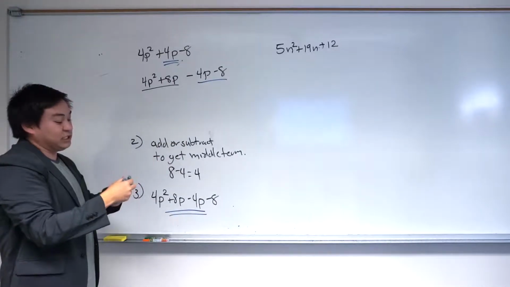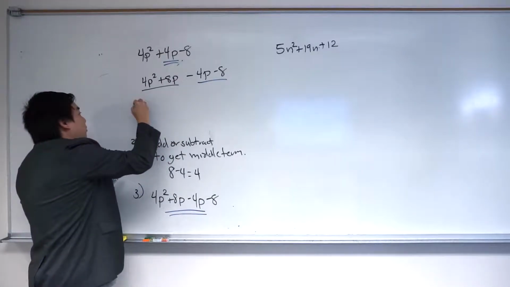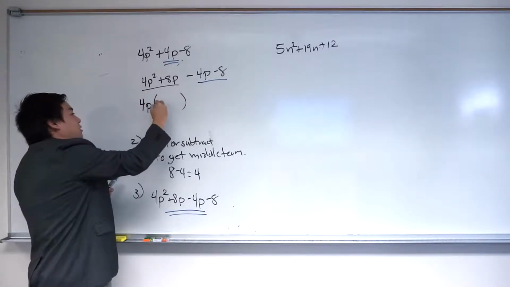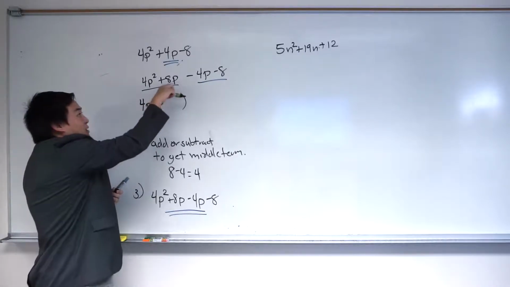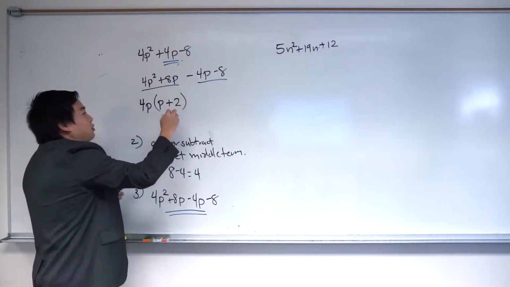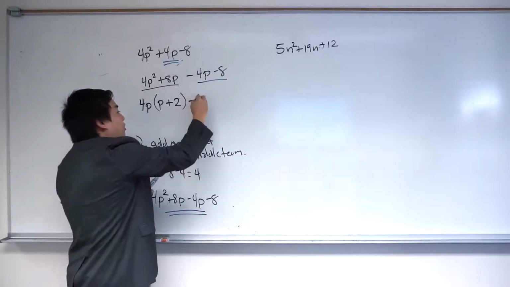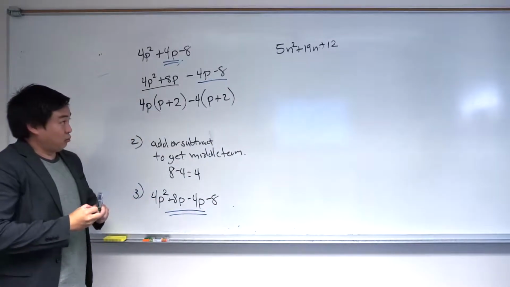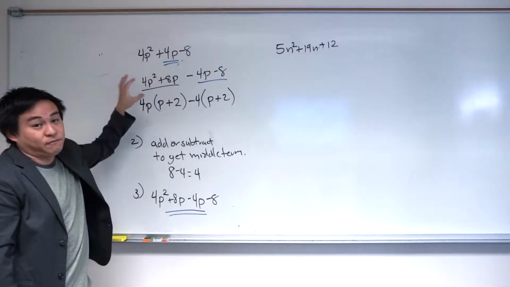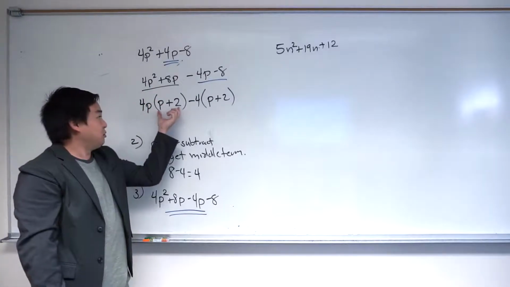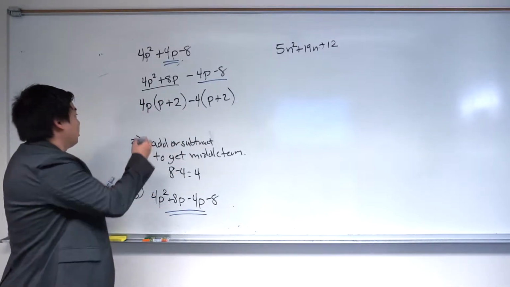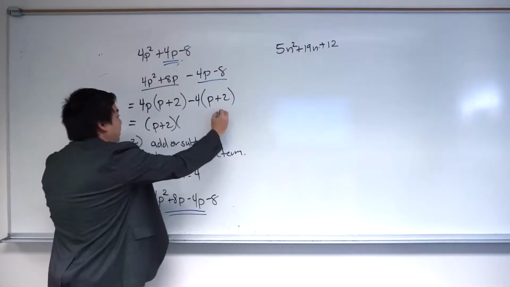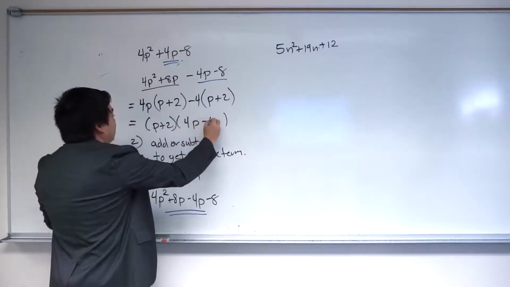And factor out the GCF from both. So 4 and p on the first one. What times 4p gives you 4p squared? That's p. And what times 4p gives you plus 8p? It's plus 2. Similarly here, factor out a 4, and you get p plus 2. Now remember, the goal of factoring by grouping is to find a common term. They do have something in common, both of them. So I can pull that out as p plus 2, and whatever is left over gets written inside the other parentheses.